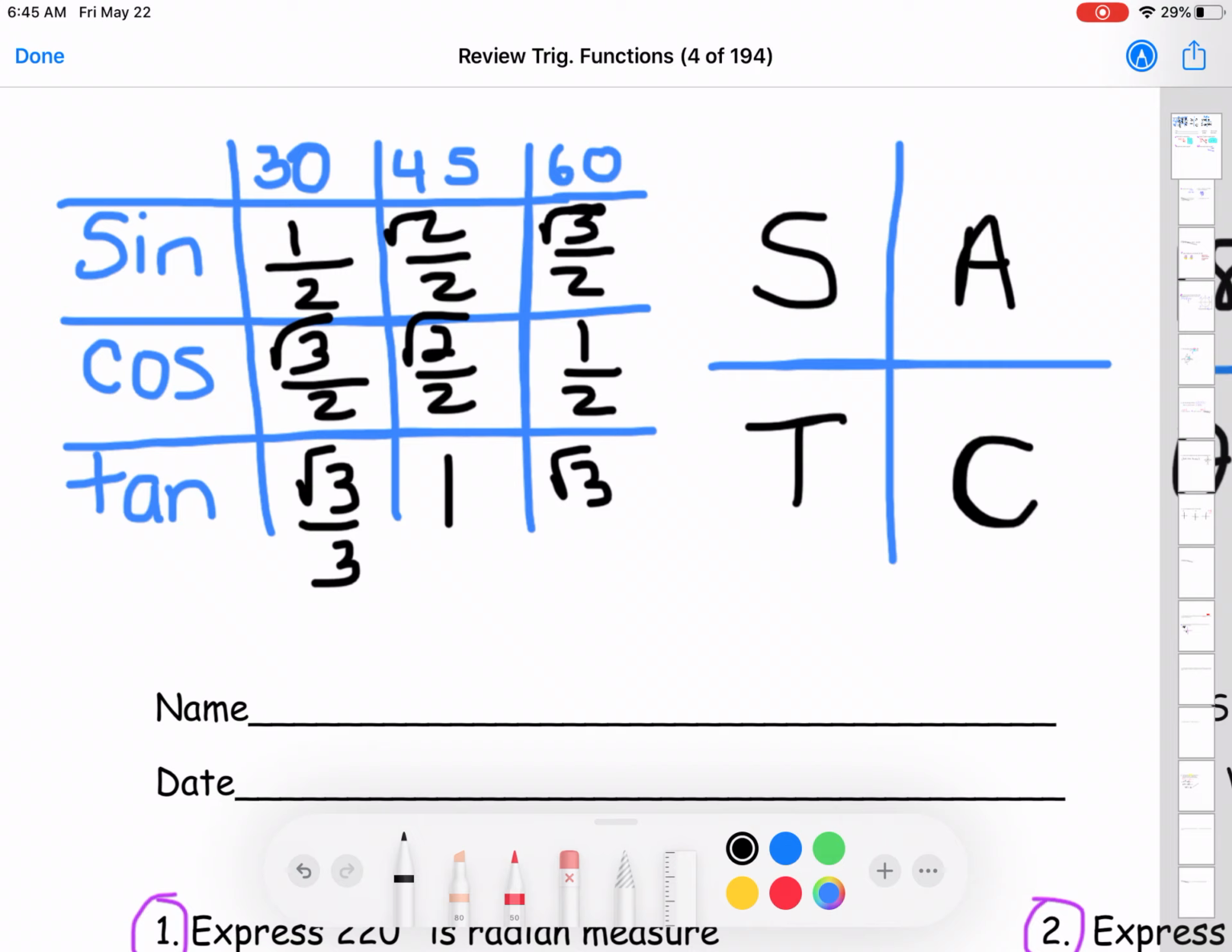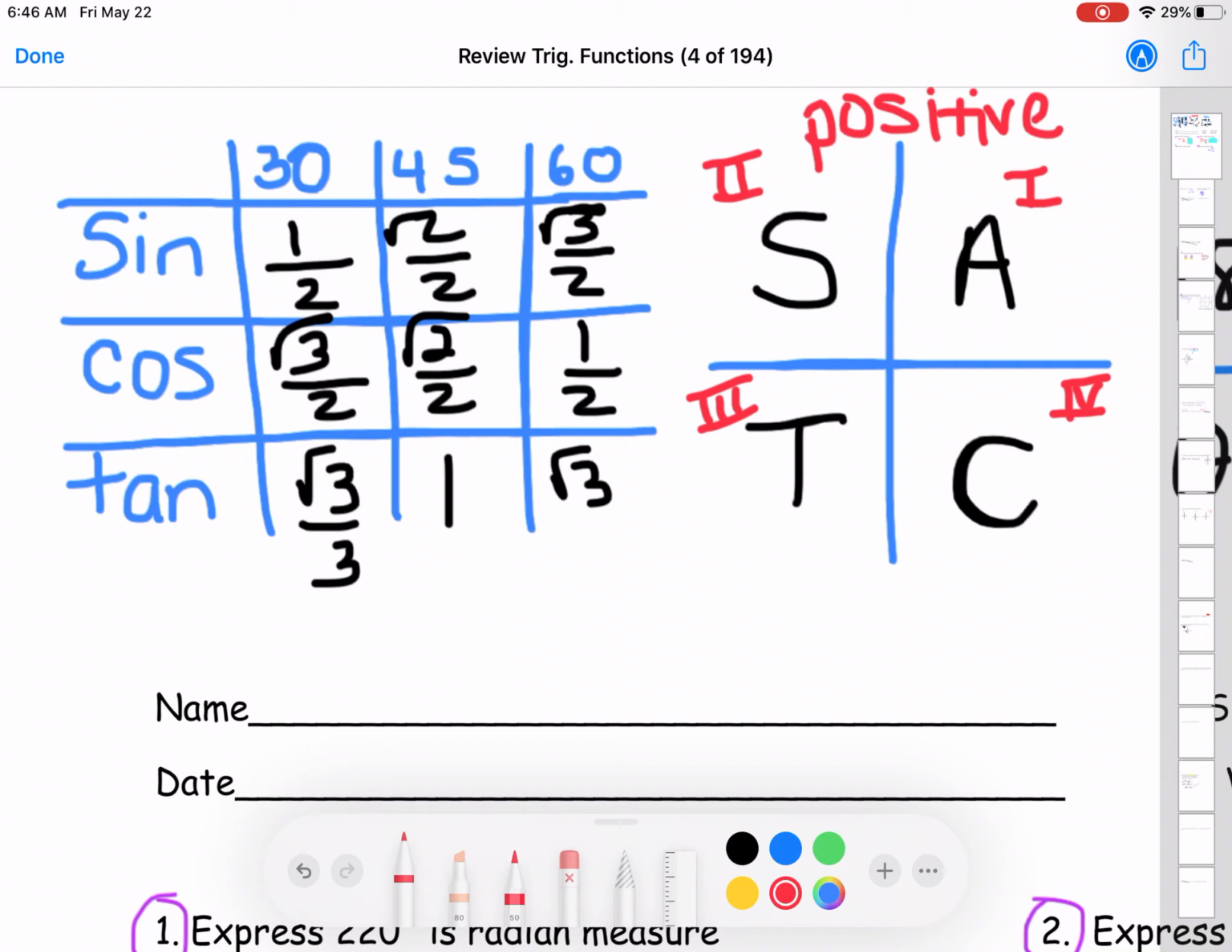The next thing you need to remember is your All-State Teachers College. Remember, this is who's positive in the specific quadrant. So in quadrant 1, all of them are positive, sine, cos, and tan. In quadrant 2, just the sine is positive, so therefore cos and tan are negative. In quadrant 3, tan is positive, so therefore sine and cos are negative. And in quadrant 4, cos is positive, so therefore sine and tan are negative.